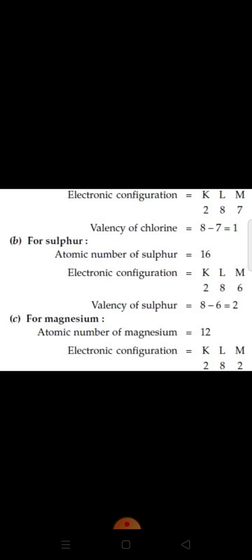One more example, we take the magnesium. Atomic number of magnesium is 12, and the electronic configuration is 2, 8, 2. So in the outermost shell, 2 electrons are present, which are called the valence electrons. And just now we have discussed that if the valence electrons are less than or equal to 4, means if 1, 2, 3, 4 are there, then their valency is equal to that number. So the valence electrons in magnesium are 2, so the valency of magnesium is also 2. So this is the method to calculate the valency.